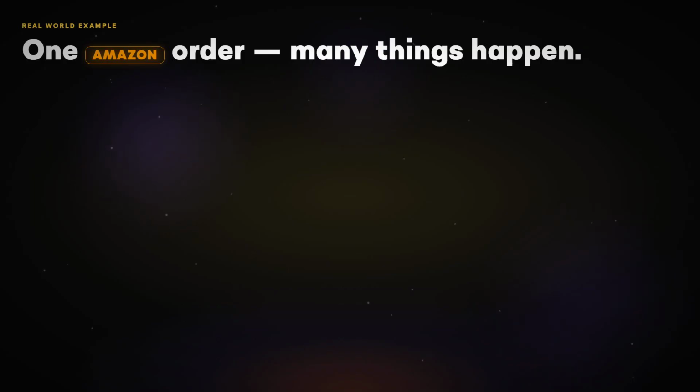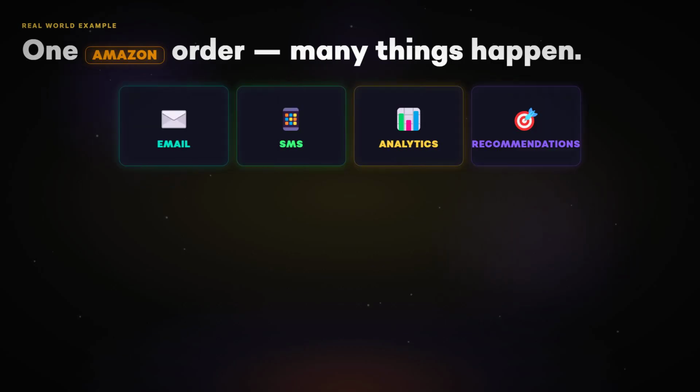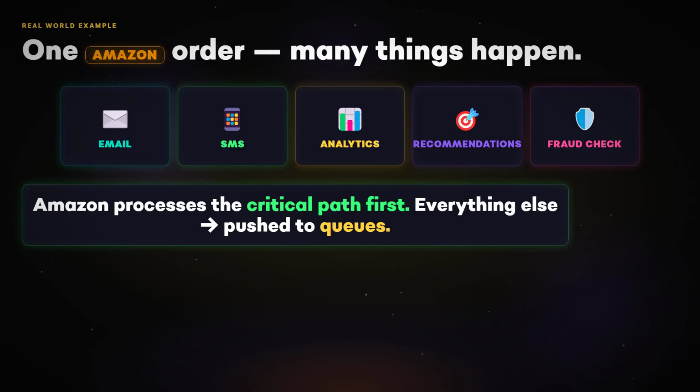A few real-world examples include Amazon. When you place an order on Amazon, many things happen. An email is sent, an SMS may be sent, analytics are updated, recommendations are recalculated, fraud system may be updated. Should the customer wait for all these operations? Of course not. Amazon processes the critical path first. Everything else is pushed to queues and handled asynchronously. That's why the user receives an immediate response.